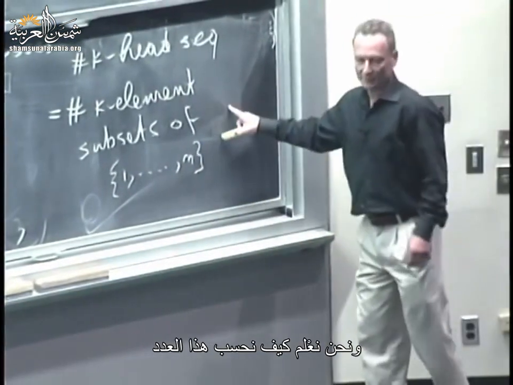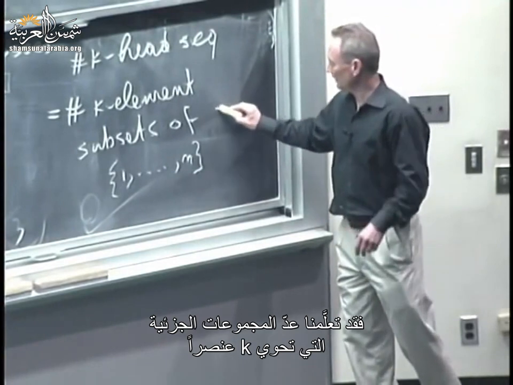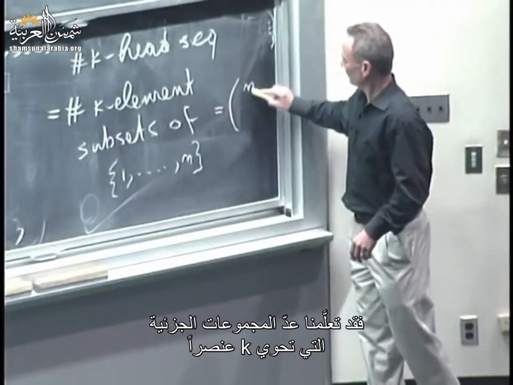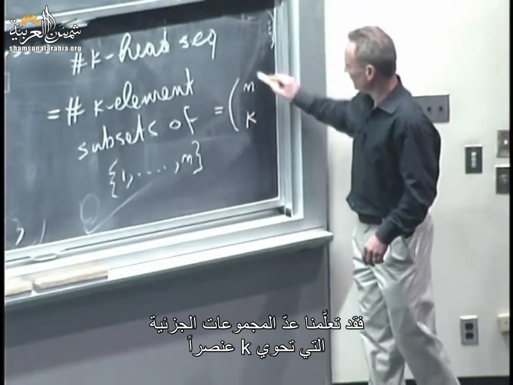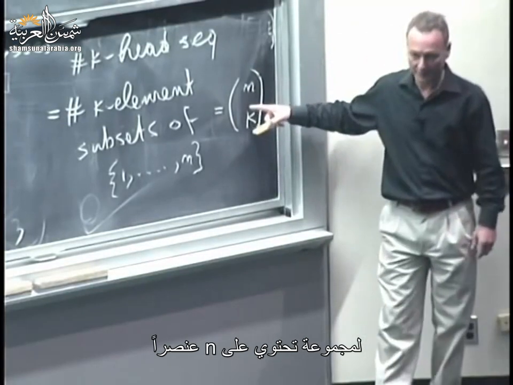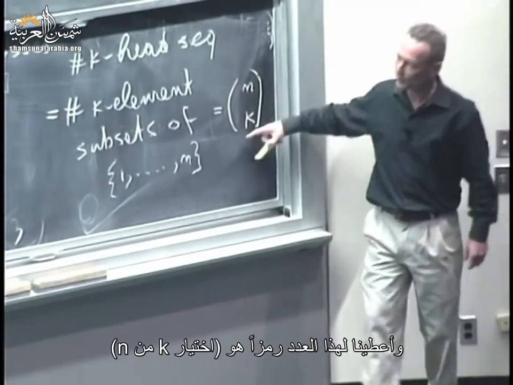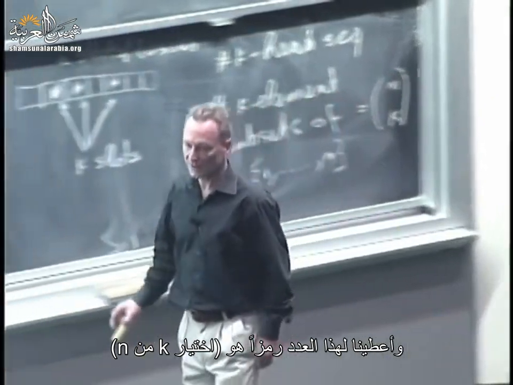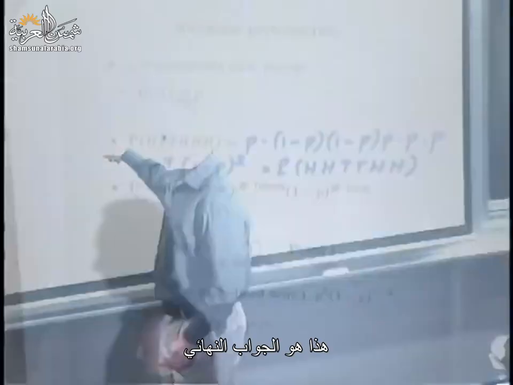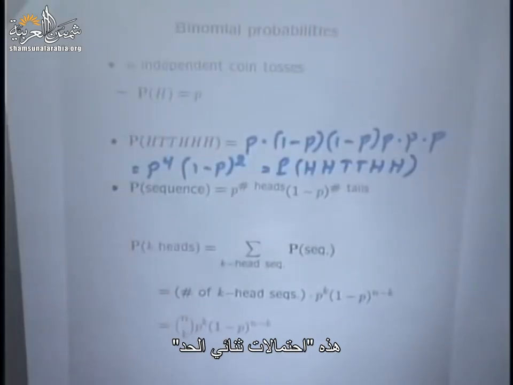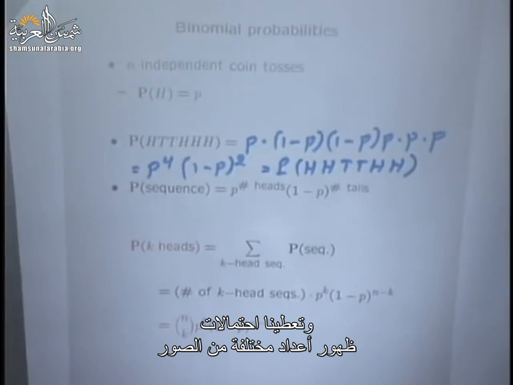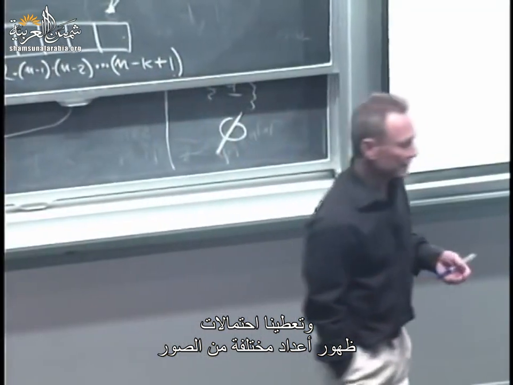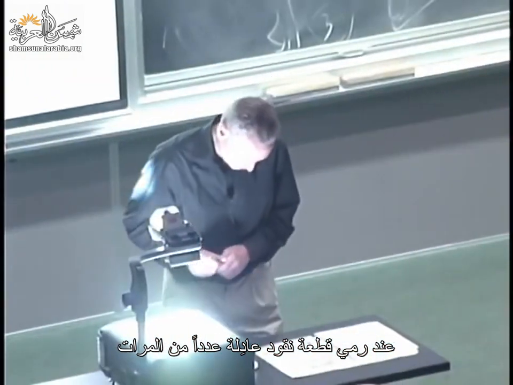We know what that number is. We counted before the number of k-element subsets, starting with a set with n elements, and we gave a symbol to that number, which is n choose k. So this is the final answer that we obtain. These are the so-called binomial probabilities, and they give us the probabilities for different numbers of heads, starting with a fair coin that's been tossed a number of times.